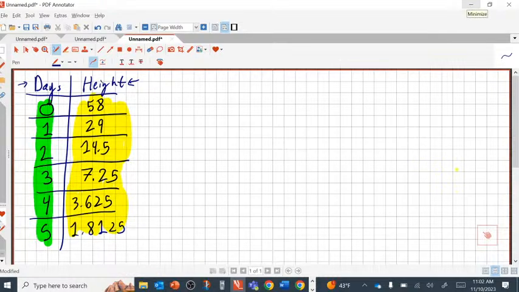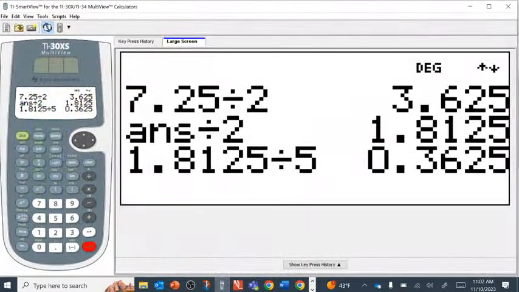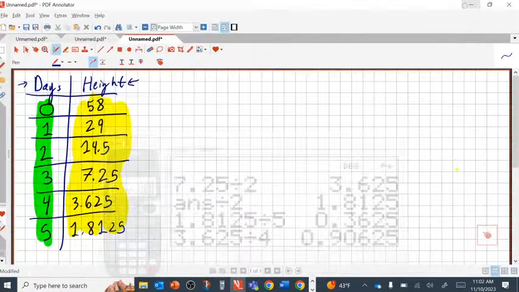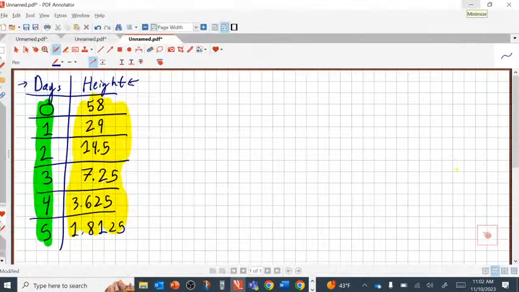What about 3.625 divided by 4? 3.625 divided by 4 is 0.90625. So 4 times 0.90625 would give me that. Can I just take these numbers and multiply them by the same number to get these ones? Yes or no? No. And that's why it's not proportional.